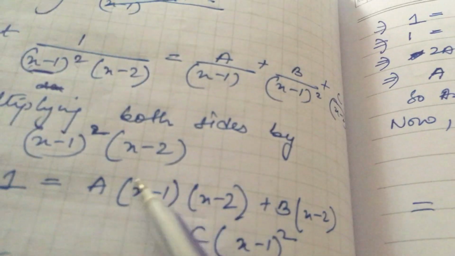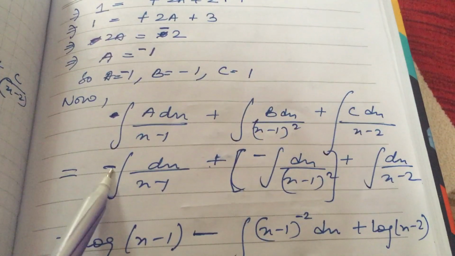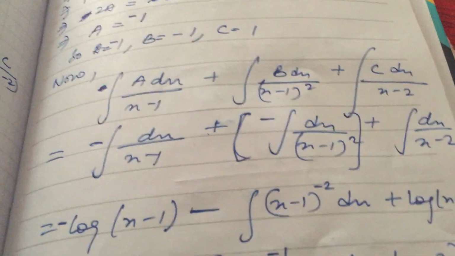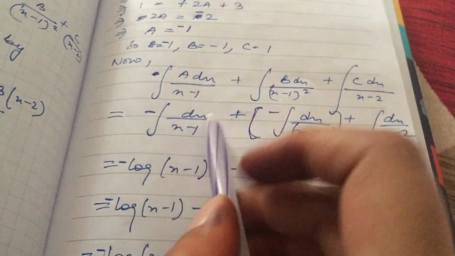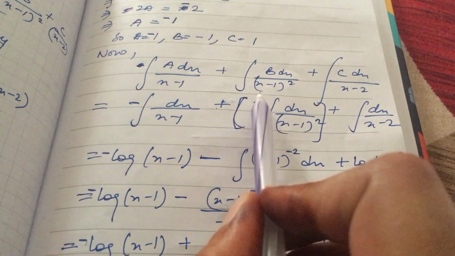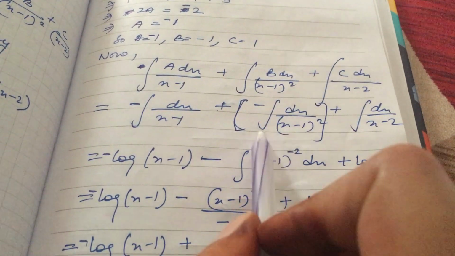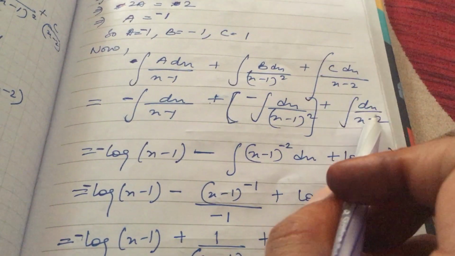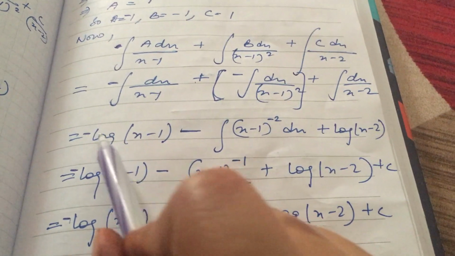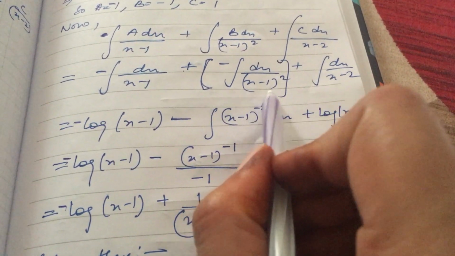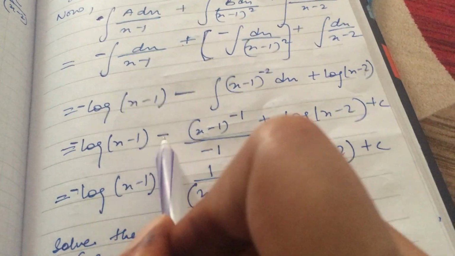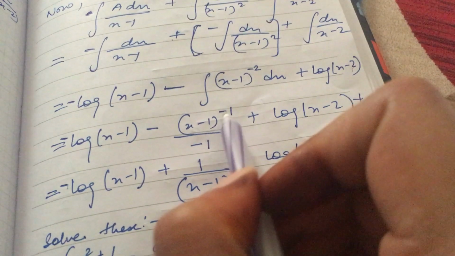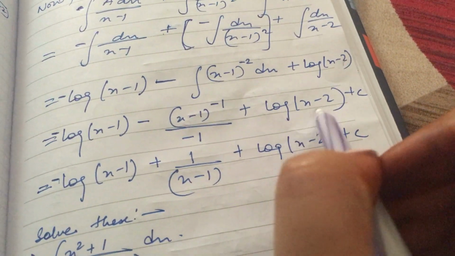Now this was my original question, so over here I put the integration and try to solve. Since a is minus 1, we get minus dx by (x minus 1). b is again minus 1, so minus integration of dx by (x minus 1) whole square, and c is 1, so dx by (x minus 2). So this is minus log (x minus 1) minus the integral of (x minus 1) to the power minus 2 dx plus log (x minus 2). So minus log (x minus 1) minus (x minus 1) to the power minus 1 divided by minus 1, plus log (x minus 2) plus c.